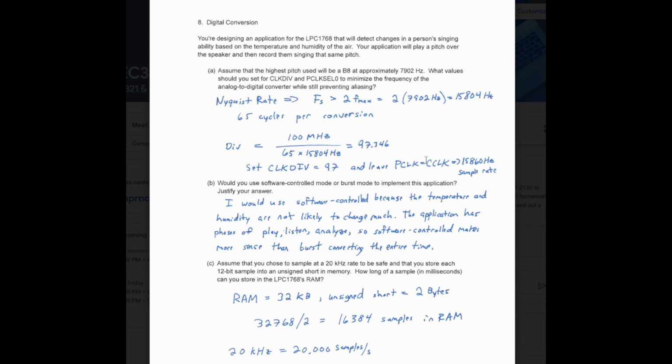We can leave PCLK equals 100 megahertz because this divisor is already going to work for us. And that gives us a sample rate of 15,860 hertz, which is greater than the sampling frequency we need, but it's as close as we can possibly get without having fractional dividers here.